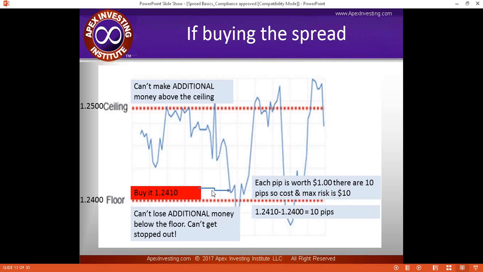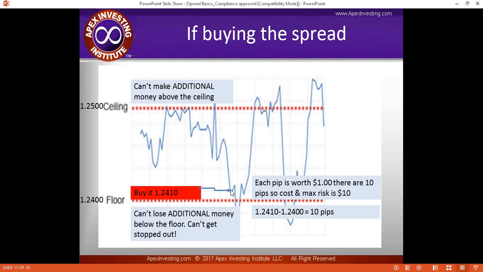Okay. I buy right here. Okay, no, Omar, I tripped you up there again. Each tick is worth $1. I buy it at 24.10. The floor is at 2400. What is that? 10 ticks. Do I keep losing money below the floor? No. My risk is capped at the floor.